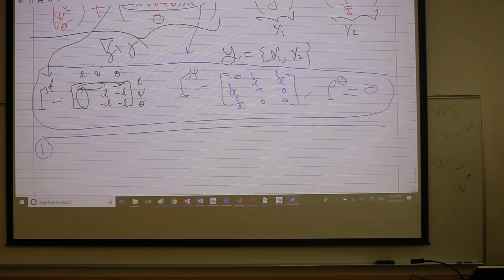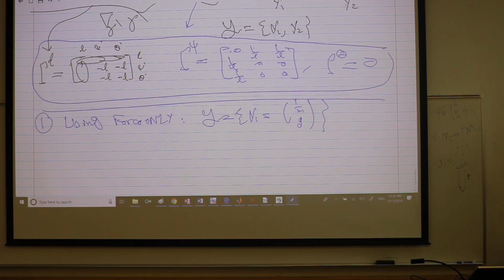So first problem, let's do using the force only. Let's see what do we get. So using the force only, we have just u1 only. So my family is just Y1, and Y1 was 1 over m, 0, 0. Just one vector field. Okay, I'm going to do symmetric products.